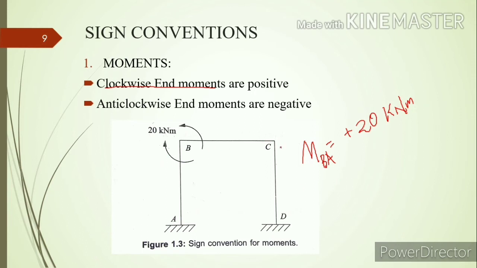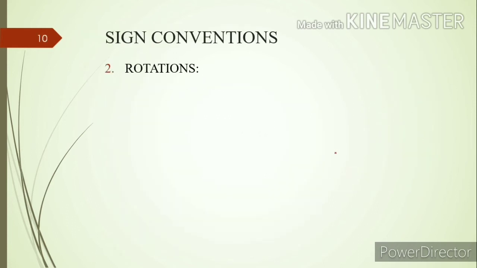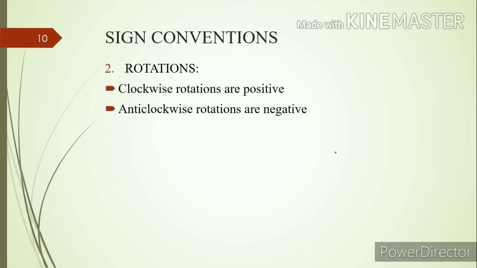Similarly, when we take member BC, the final moment about the member BC is 20 kilonewton meter. The direction shown in the figure is anti-clockwise. Anti-clockwise moment is acting along the member BC. So anti-clockwise end moments are negative. So here MBC is minus 20 kilonewton meter. Next is the sign convention for rotations. Here also, clockwise rotations are taken as positive and anti-clockwise rotations are negative.